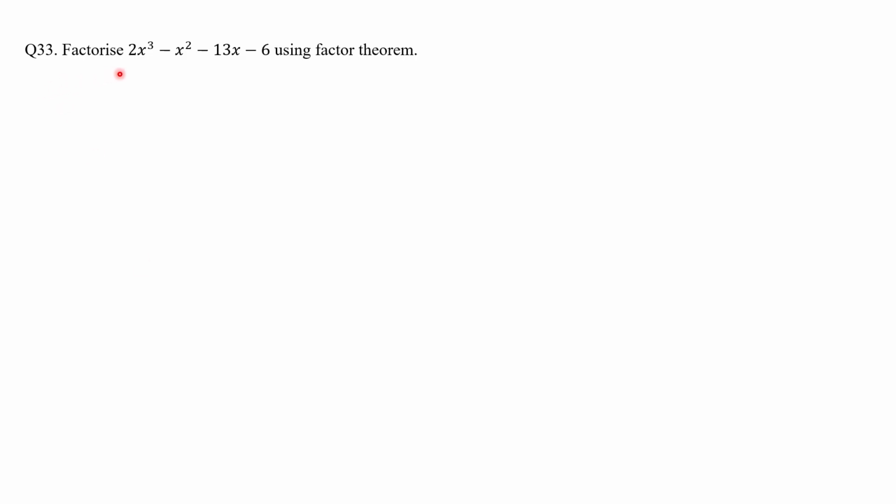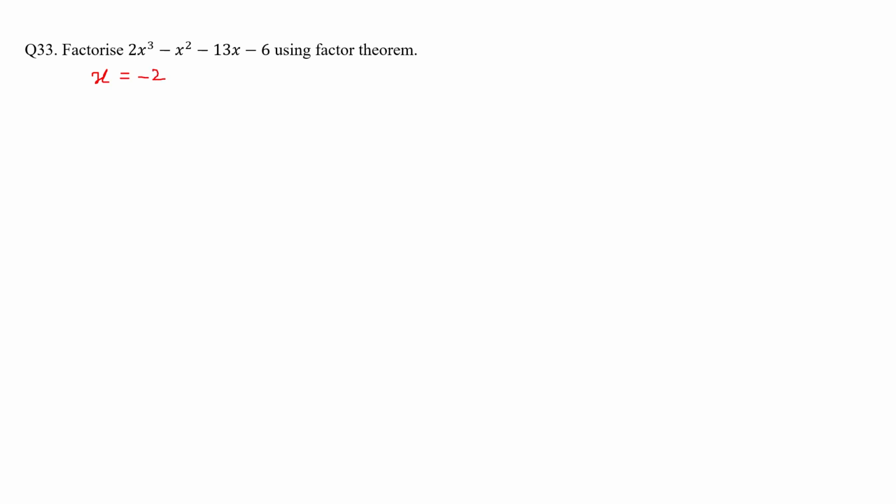Question number 33: factorize 2x cube minus x square minus 13x minus 6 using factor theorem. So to get the first factor, you have to use the hit and trial method. Start by substituting the value of x as 1, then put x as minus 1 and so on, and check for which value of x this polynomial is becoming 0. Mostly the value of x which makes it 0 is a factor of the constant term 6. So the factors of 6 are 1, 2, 3 and 6. We can pick any factor from that and one of them will make it 0. So I am going to start directly from x equal to minus 2.